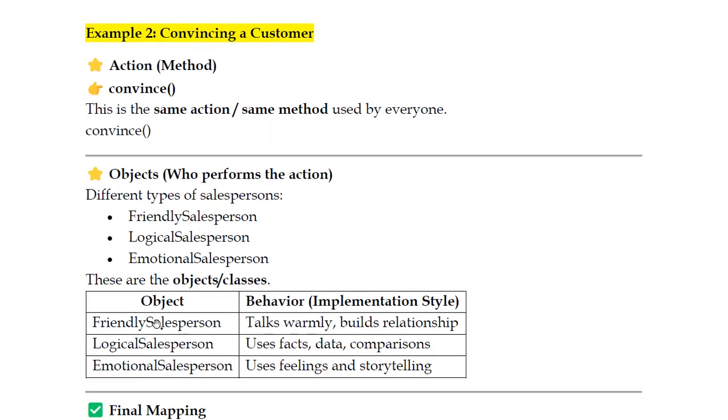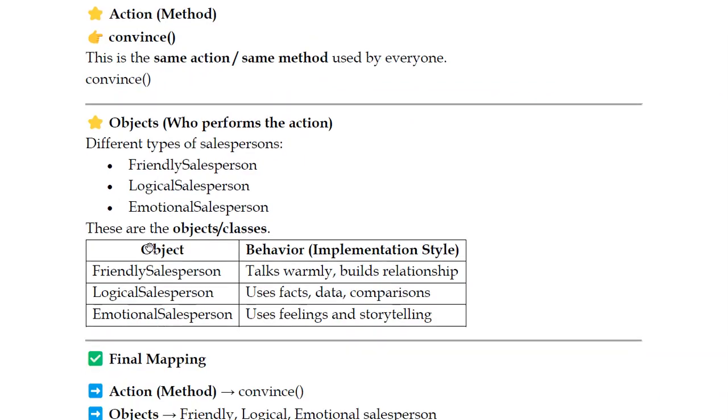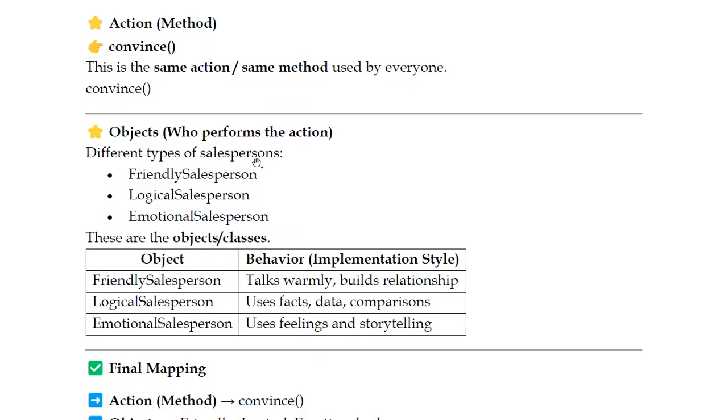Convincing a customer. This is your task. So the task is convince. The action you are going to perform depends upon the customer. Am I right? For example, the objects here are different types of salespersons: friendly salesperson, logical salesperson, emotional salesperson. Your behavior implementation depends upon the objects. It will behave differently. We already explained polymorphism: the same method name behaves differently for different objects. What's the task here? Convince.